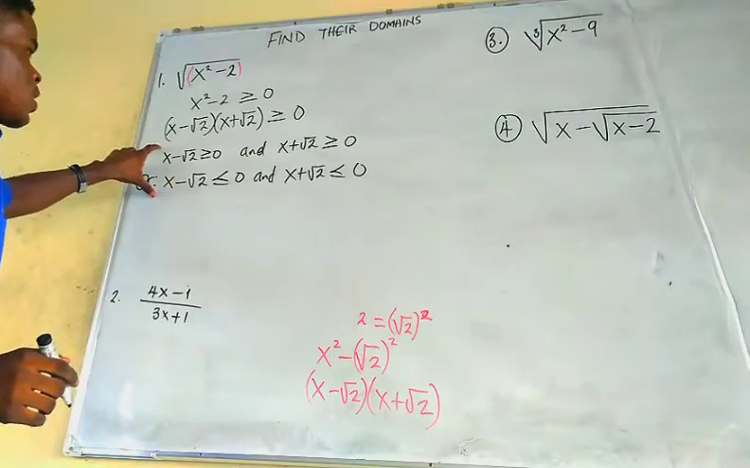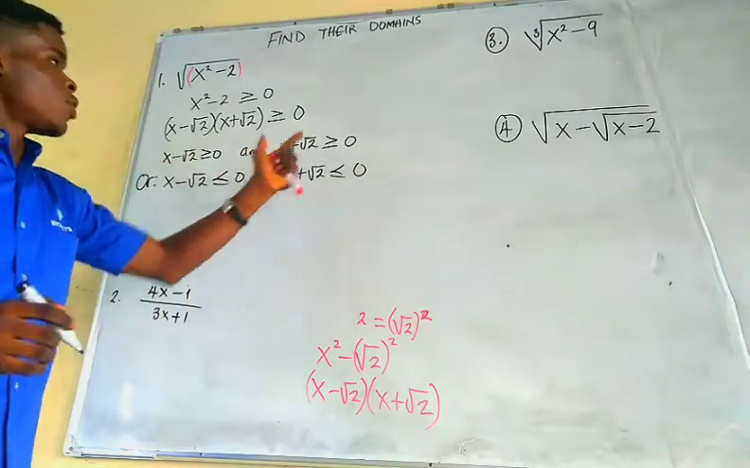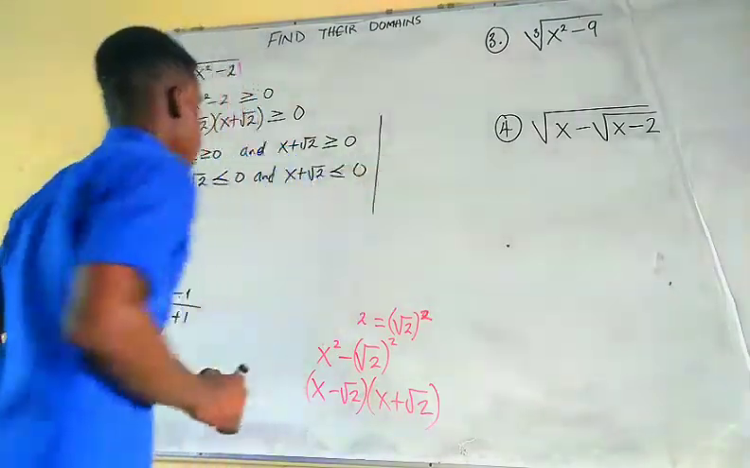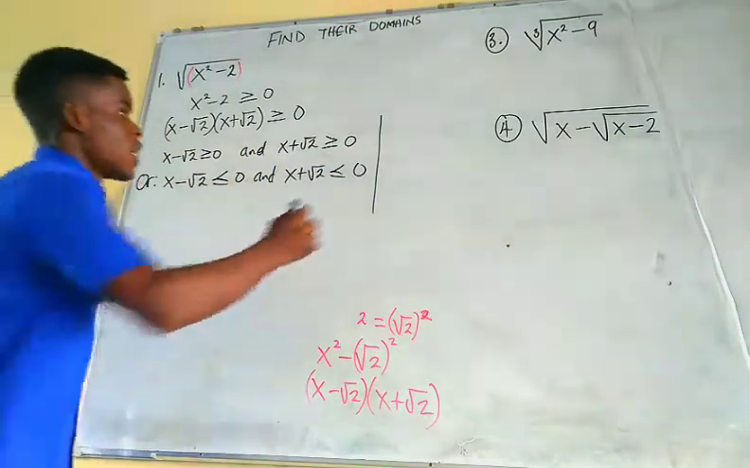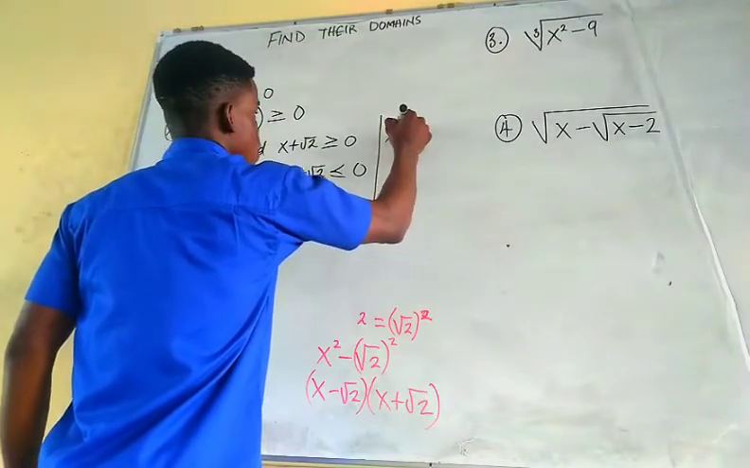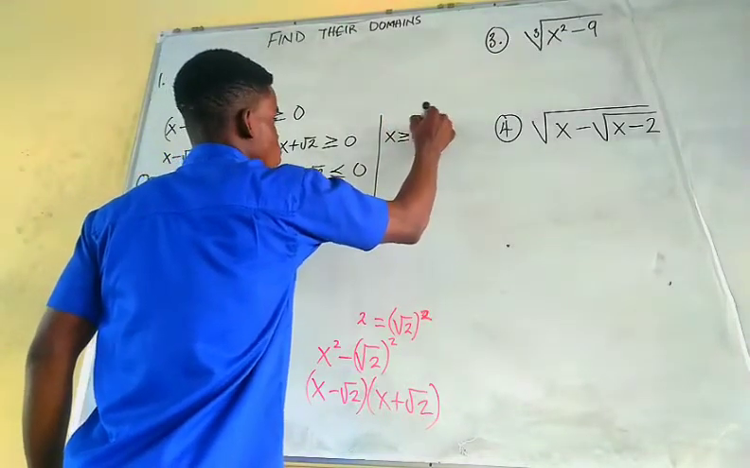So for the first part, we had that this and this should be true. If the first part is going to be true, x minus the square root of 2 should be greater than or equal to 0. It follows that x should be greater than or equal to root 2.